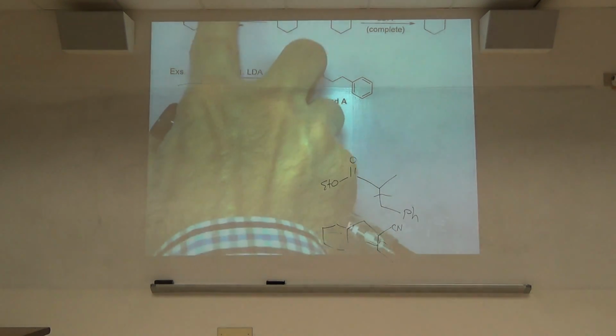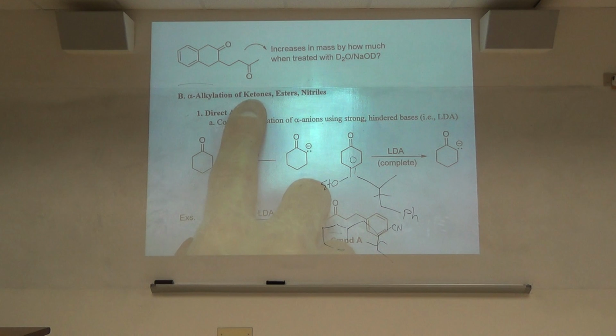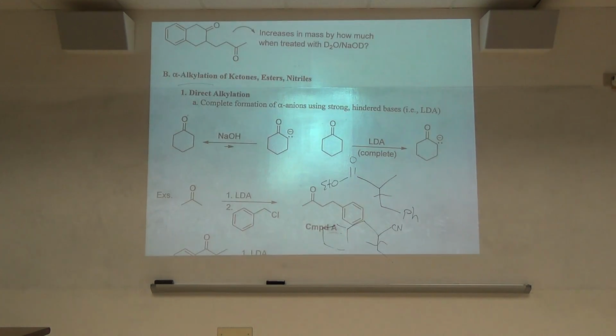So what did we just do there? It's written beside B. We did alpha alkylation of ketones, esters, and nitriles. LDA, very important. Any questions about the chemistry here?